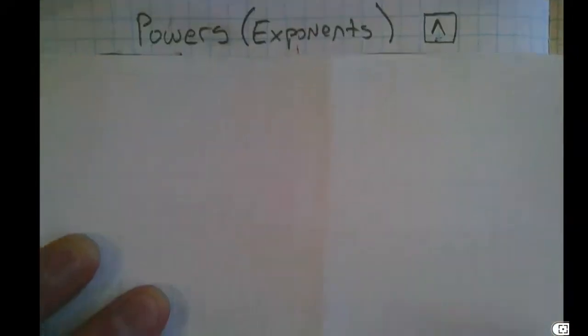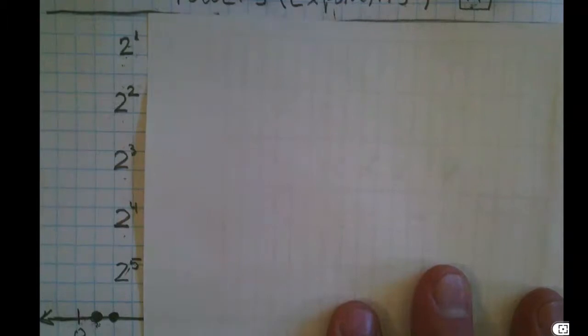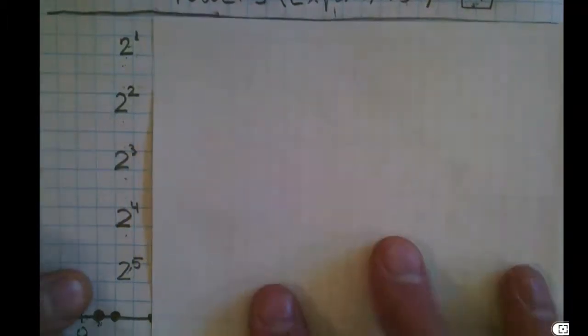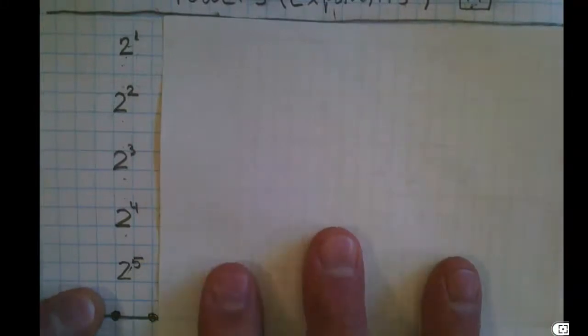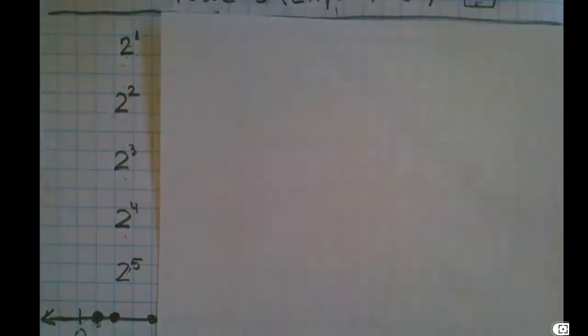And so where we're starting is that you're going to write these down. What is 2 to the first power, 2 to the second, 2 to the third, 2 to the fourth power, 2 to the fifth power, and what do those really mean? And so if we take a look at this first one, what you're seeing is that 2 to the first power is 2. 2 to the second power means 2 times 2.